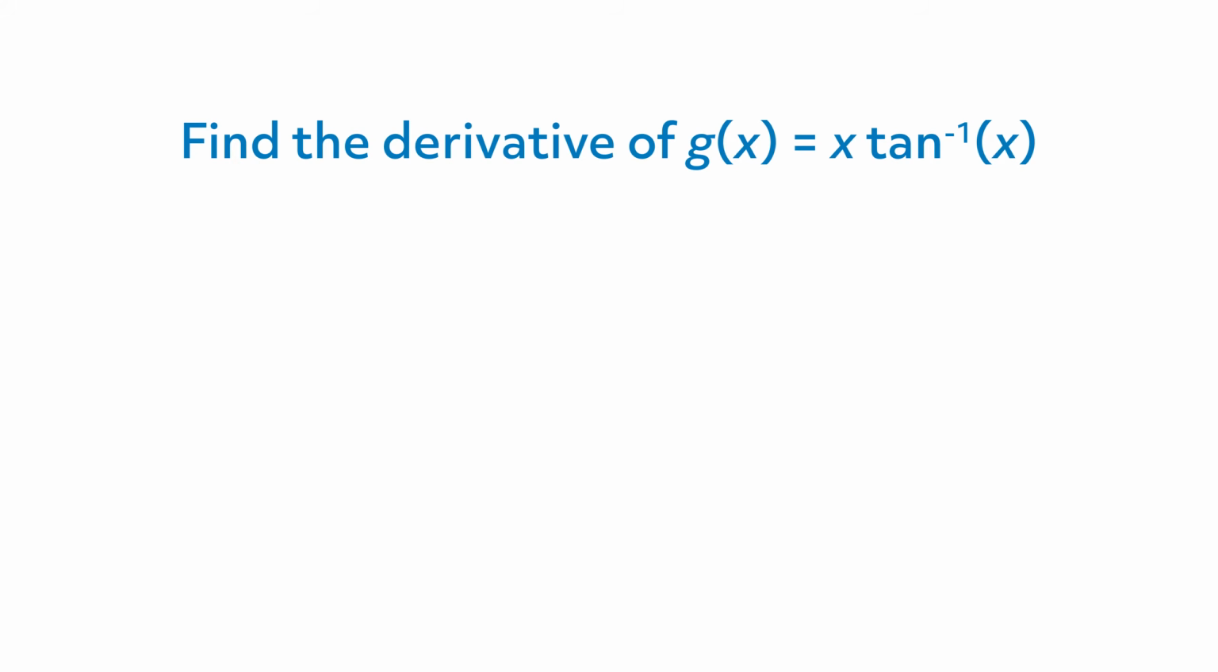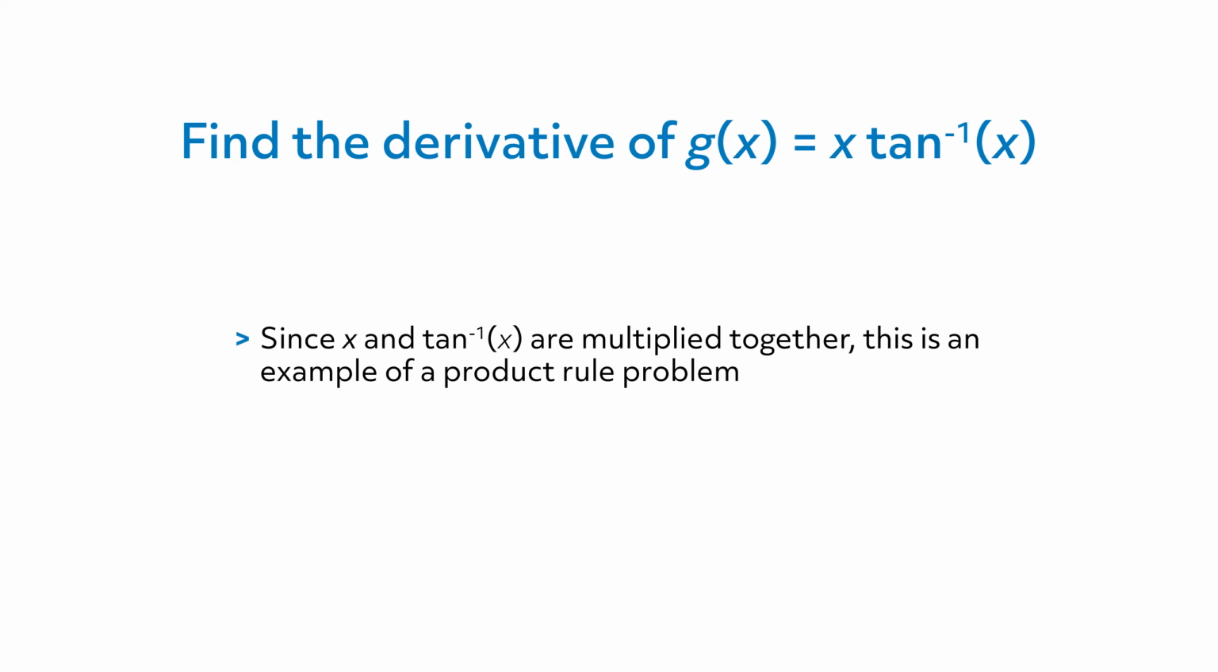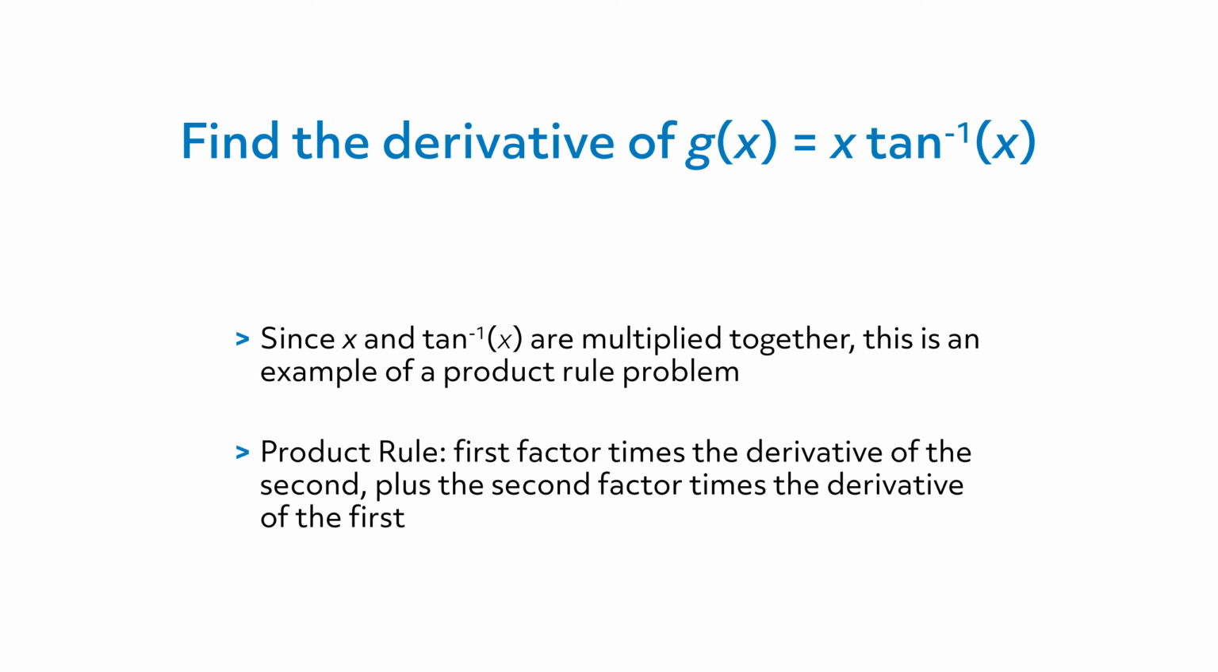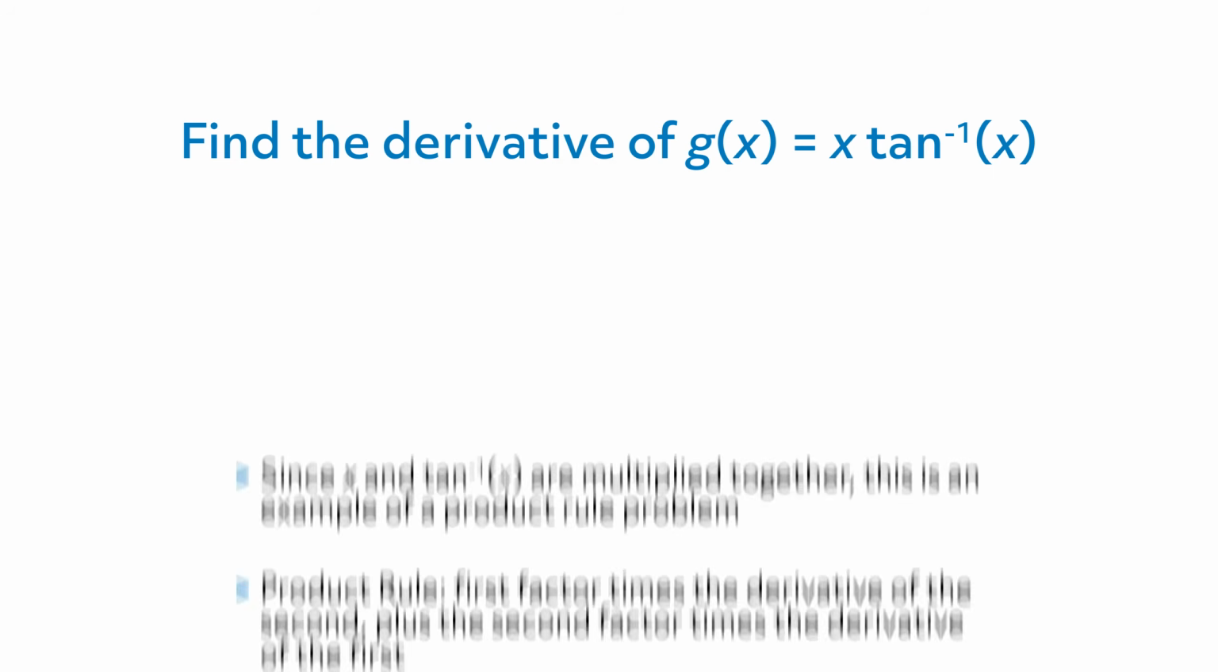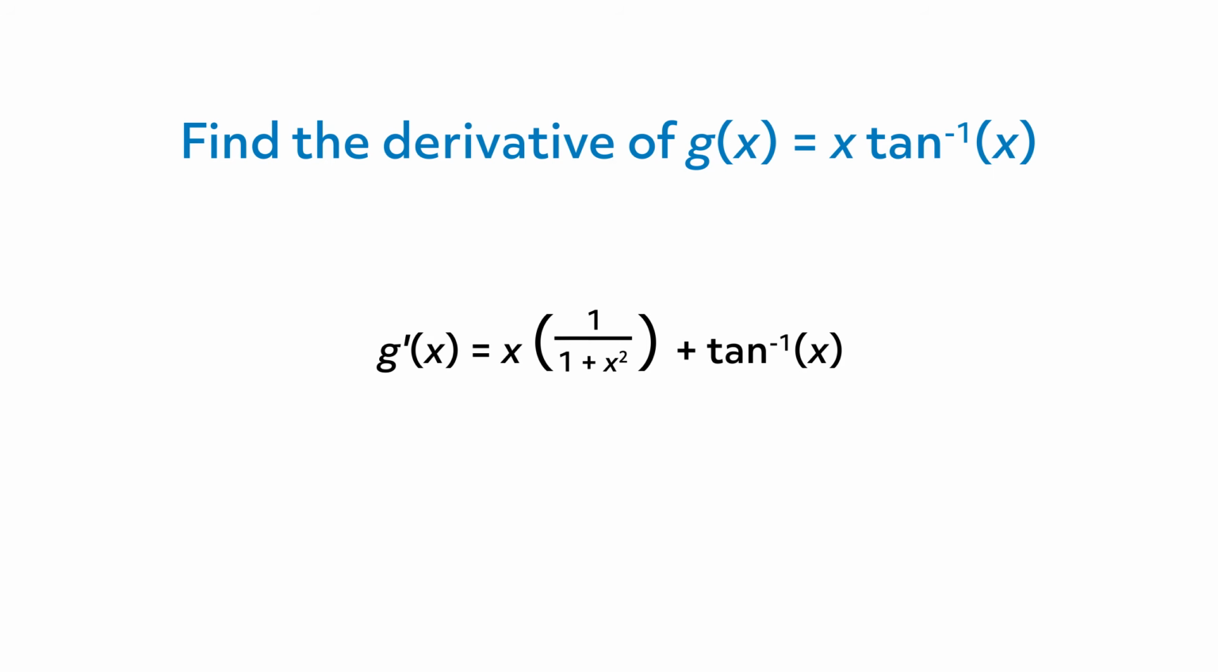Find the derivative of g of x is equal to x times the tangent inverse of x. Since x and tangent inverse of x are multiplied together, this is an example of a product rule problem. To take the derivative, we write the first factor times the derivative of the second, plus the second factor times the derivative of the first. As we have said, the derivative of tangent inverse is 1 over 1 plus x squared, and of course the derivative of x is simply 1. So using the product rule, we know that g prime is equal to x times 1 over 1 plus x squared plus the tangent inverse of x.